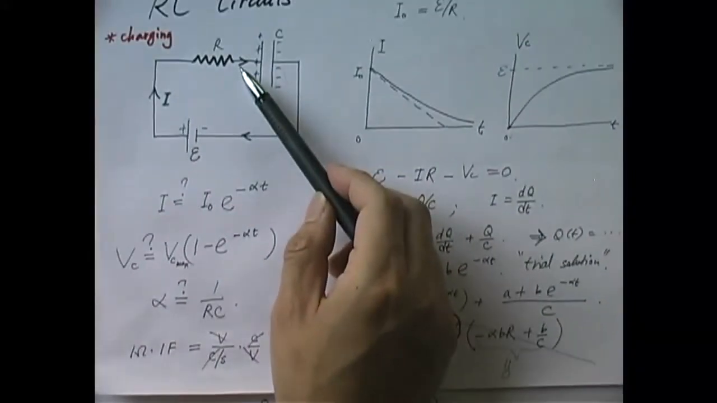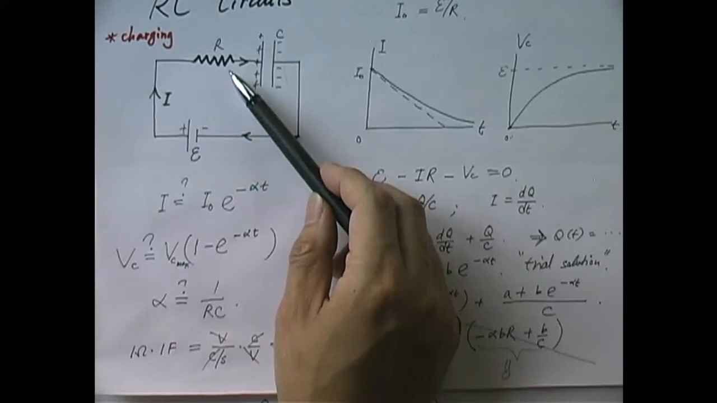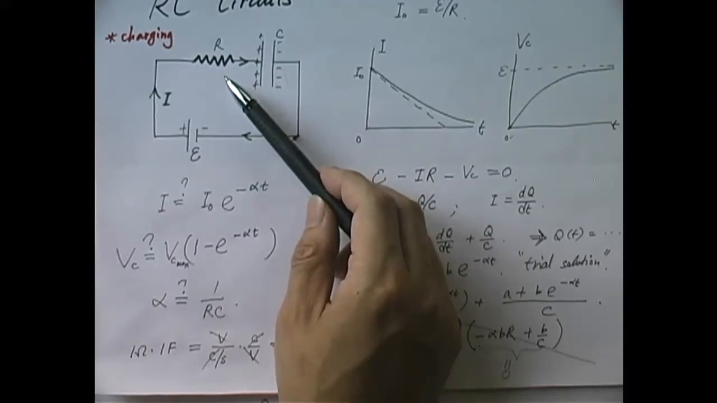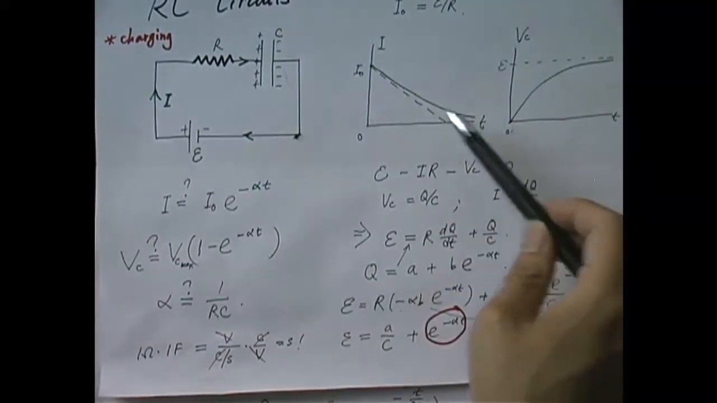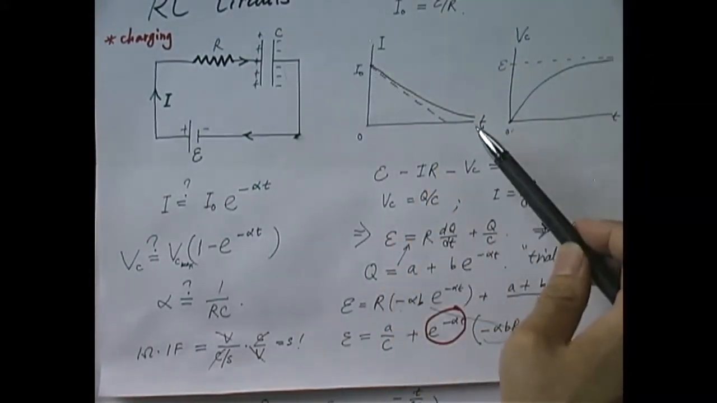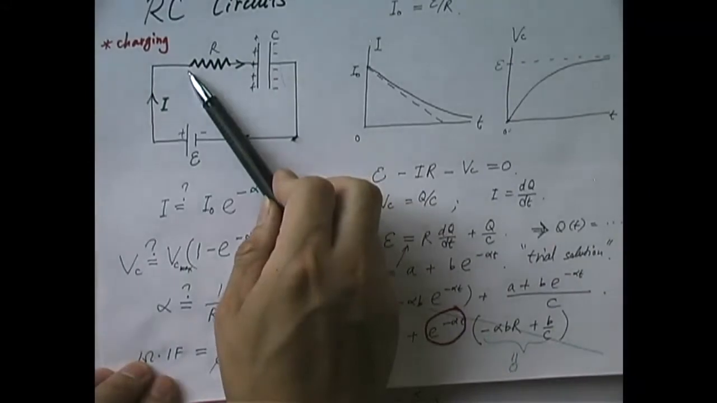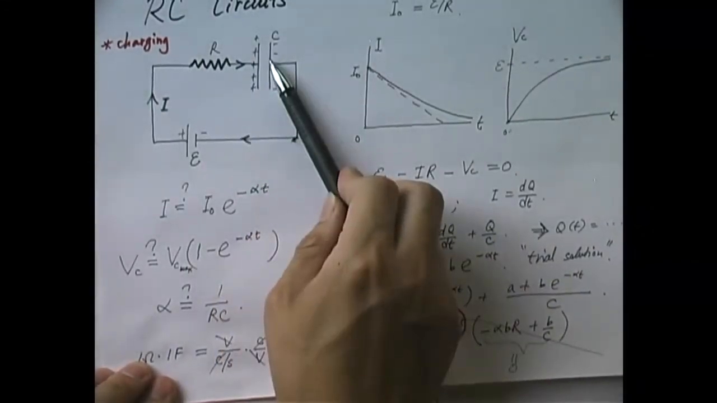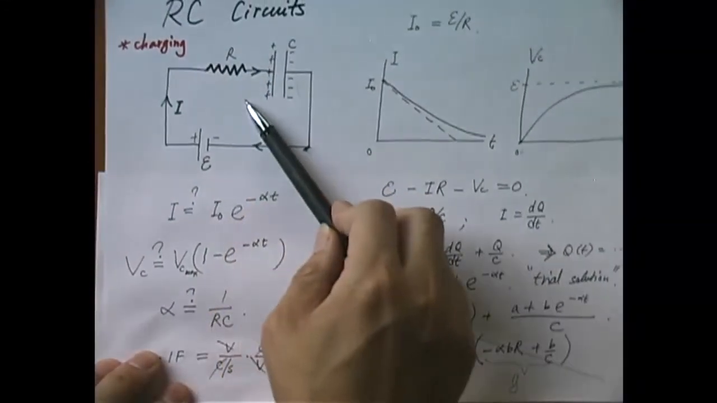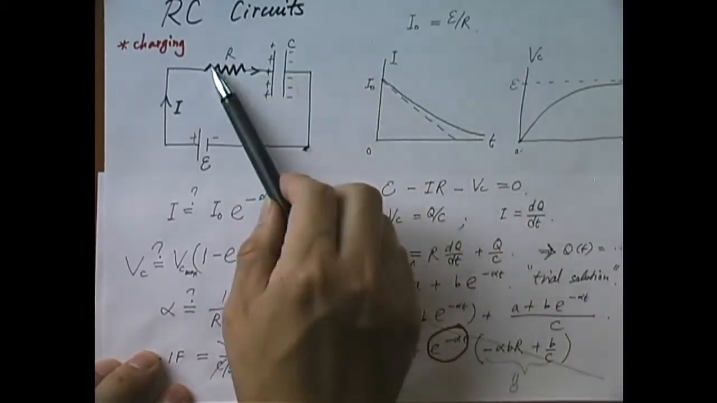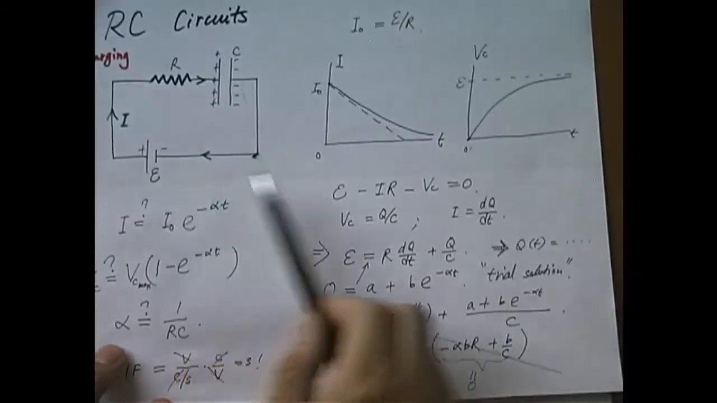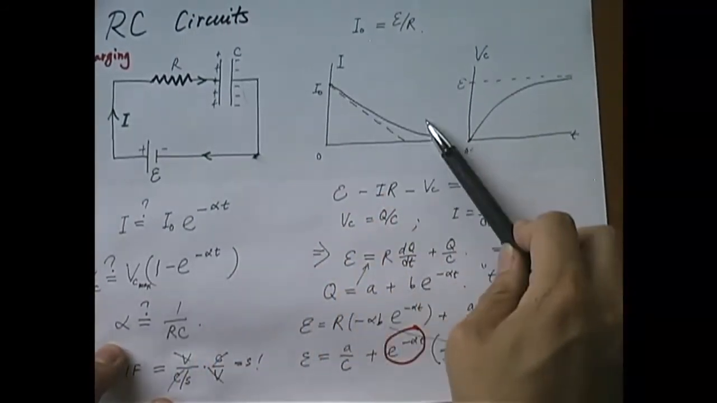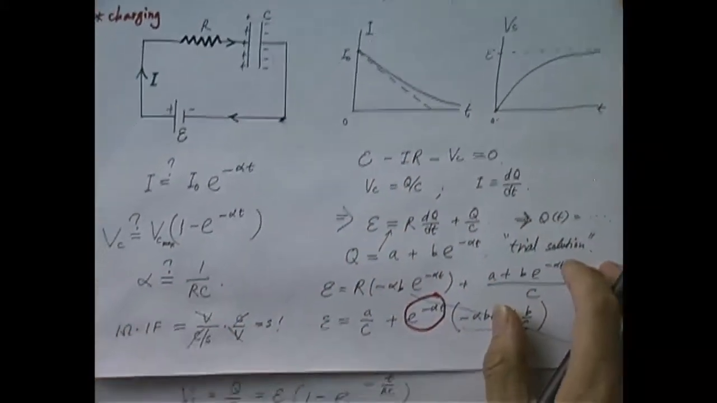Now, by the way, what about VR? If you want to know VR, how would you do it? VR should be proportional to current. That's the easy part. VR is just I times R. If I goes like this, then VR also goes like this. As a matter of fact, VR and VC should be complementary to each other. VR goes down over time, VC goes up over time, but the sum of VR and VC is always epsilon. That's a constant. So as one of them goes down, that's VR, the other one has to go up to make up for it.